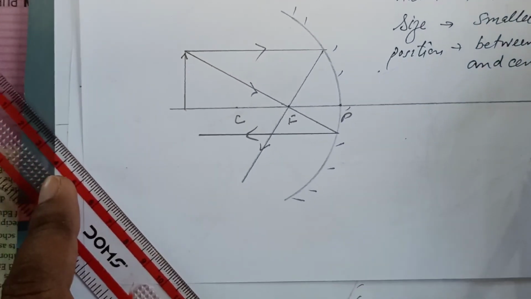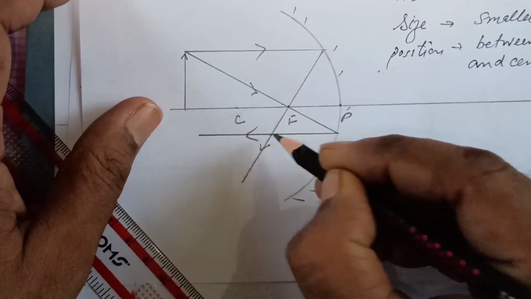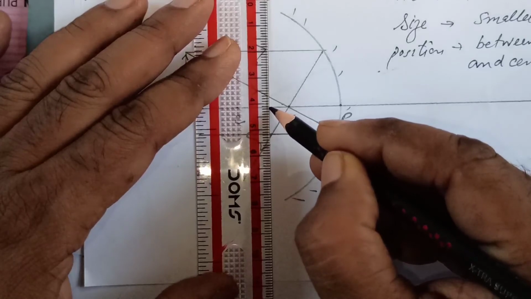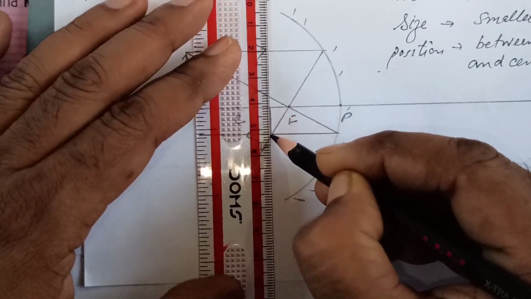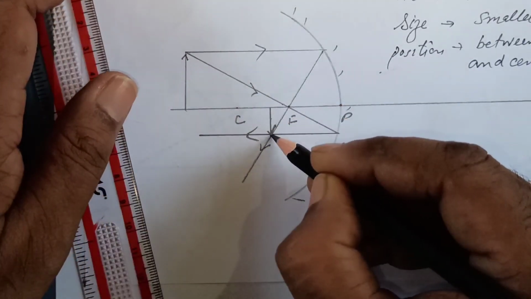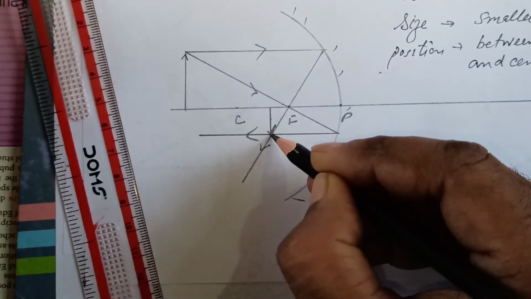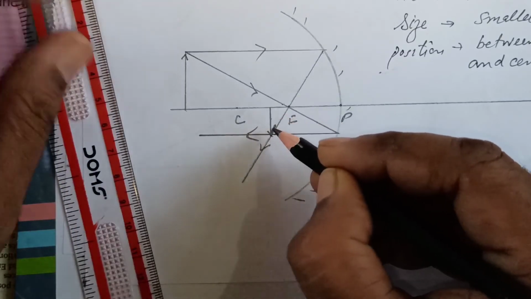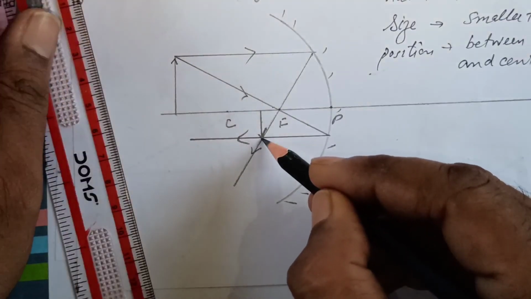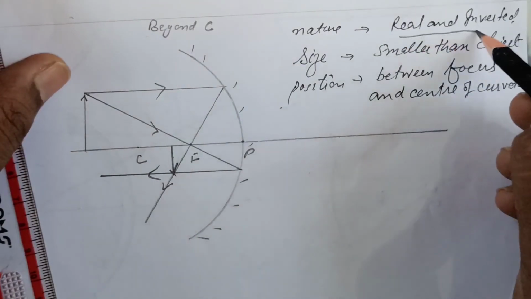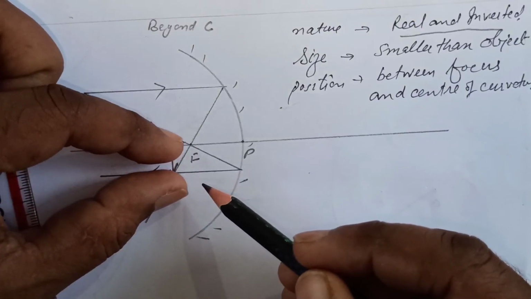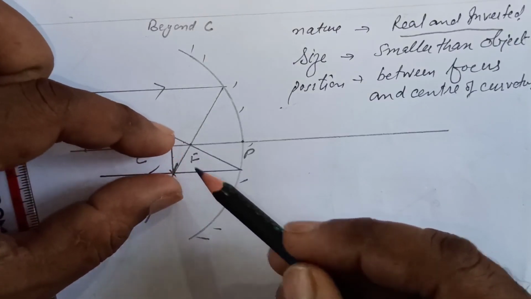And where these rays are meeting after reflection, here they are meeting, and from here draw a perpendicular on the principal axis. This is the perpendicular drawn from here. Nicely you have to draw. This is the head of the image formed, where the reflected rays are meeting. So the image is formed here, and you can see this size is bigger, this size is smaller, and the rays are actually meeting here. Actually meeting means real and inverted. The size of the object is bigger, the image is smaller.